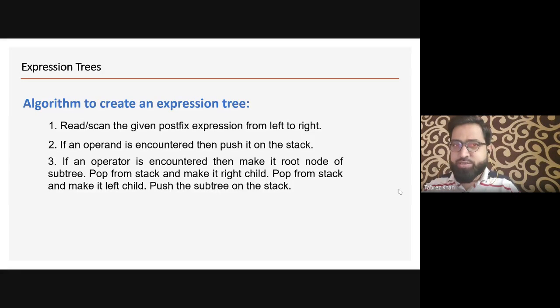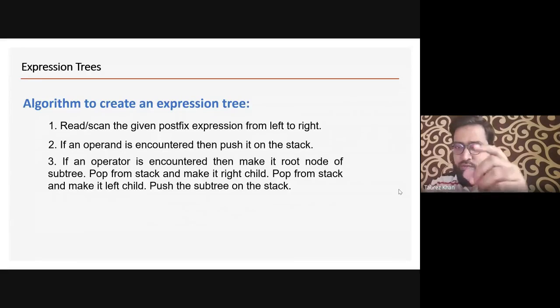Second possibility, if an operator is encountered, then we need to make this operator the root node of a subtree. We are forming a subtree now. So the operator becomes the root node of a subtree, and then pop from the stack and make it the right child of this root node.